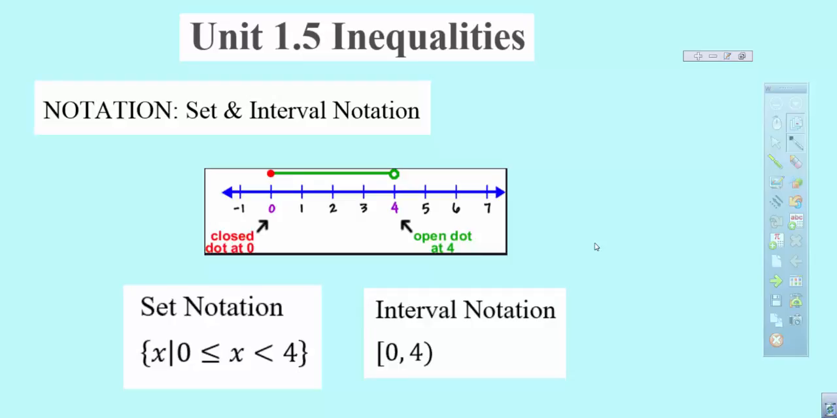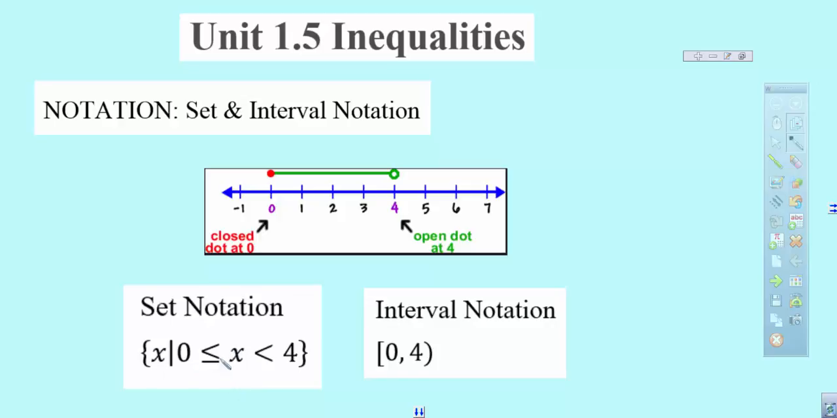Alright, Unit 1.5, taking a look at inequalities. Before we get going, let's look at some things as far as notation and the way they want us to give things. We have two different types of notation they're going to give us or be discussing or coming across, and that would be set notation. So very important to write this down in your notes.